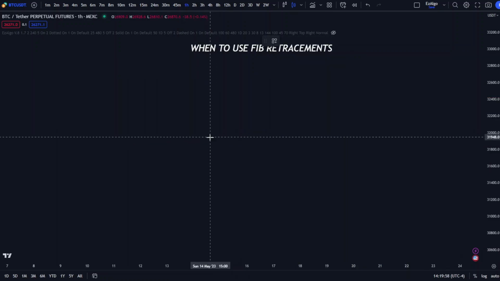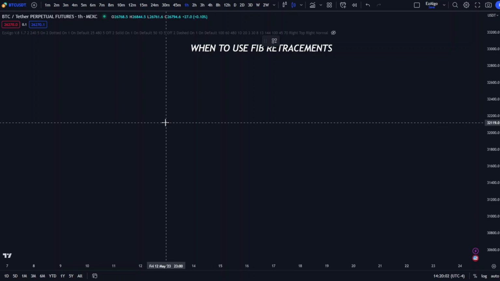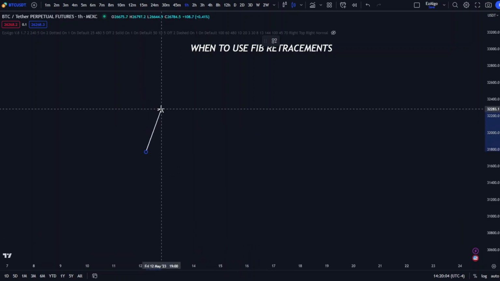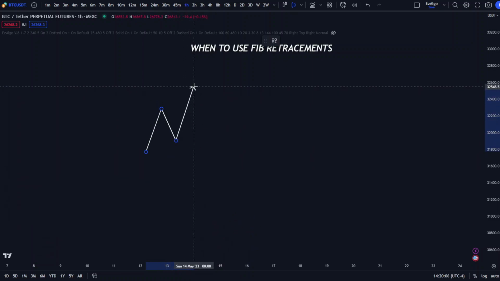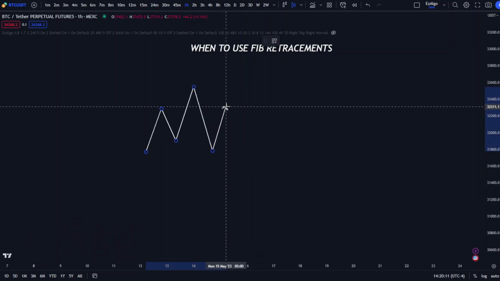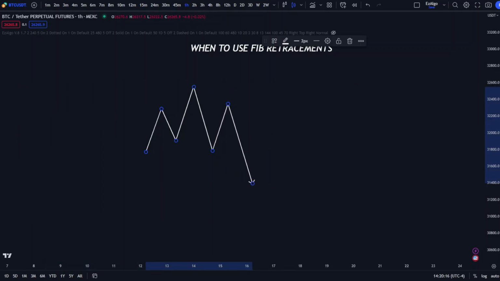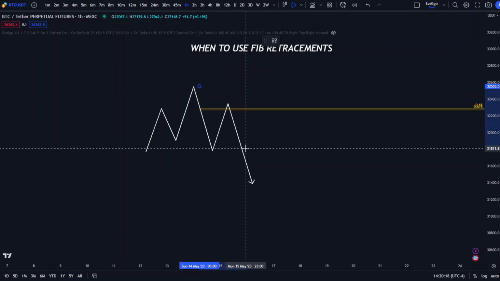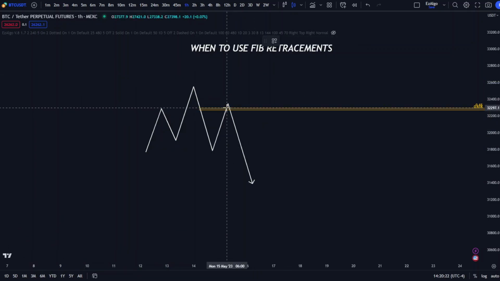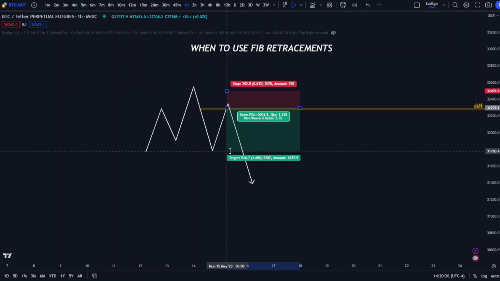All right, now another scenario where I like to use the golden pocket for entry is a change of character. So similar to a break of structure, this is when you're seeing higher highs and higher lows, and then you get a change of character where you're making lower lows, come back up, test that golden pocket, and then enter a short position. So you draw the fib from the swing high to the swing low. Again, you'd enter the short position right around here, put your stop loss right around here, and target the lows for your first take profit.